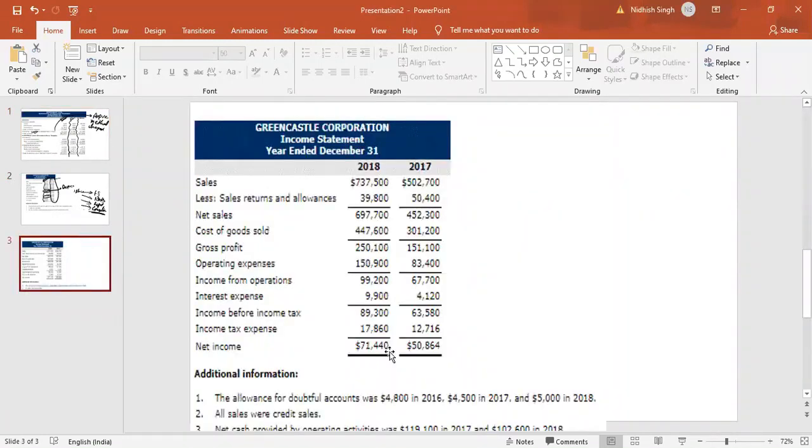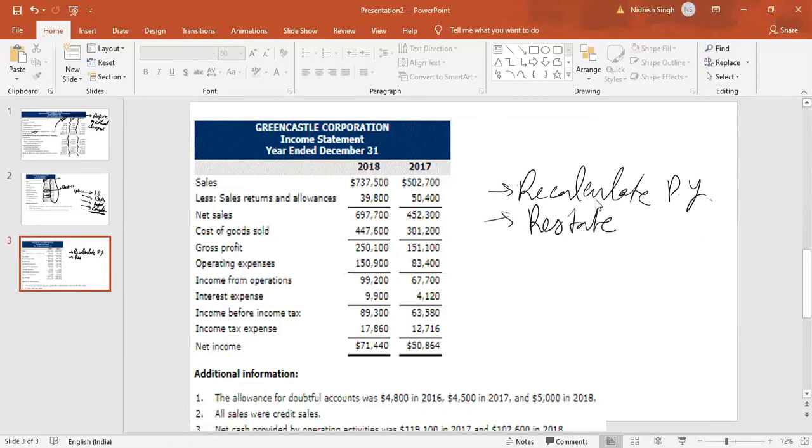So what you need to do at the end of the day, recalculate PY number, previous year number, or restate. In fact, this is called restatement as well, PY number. So all your 2017 number will change. Even your disclosure notes will change.